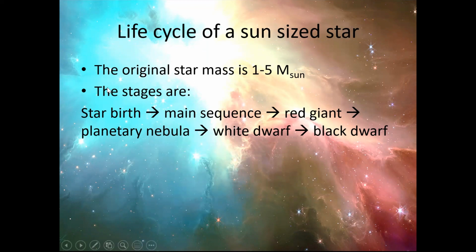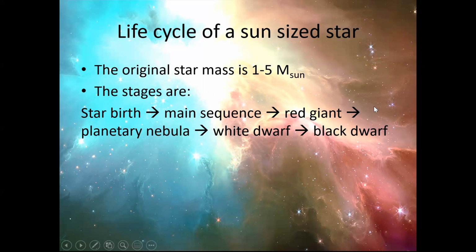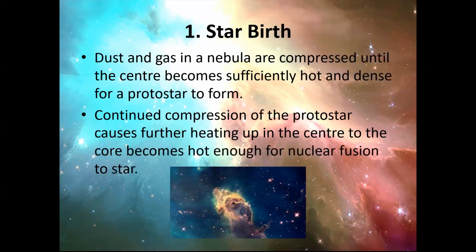So basically what's happening is that a star is born. It will then form into a main sequence star, then a red giant, then a planetary nebula, white dwarf, and black dwarf, as we can see with this pathway here. So what we'll do is we'll start looking at these in a little bit more detail, just so we can understand what's happening. So first of all, star birth.